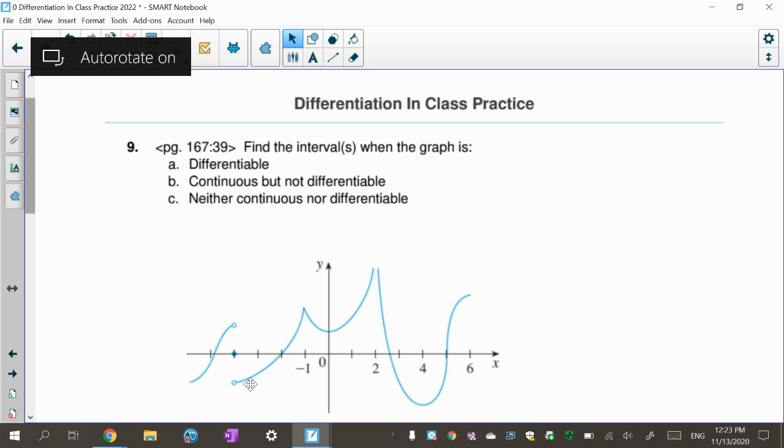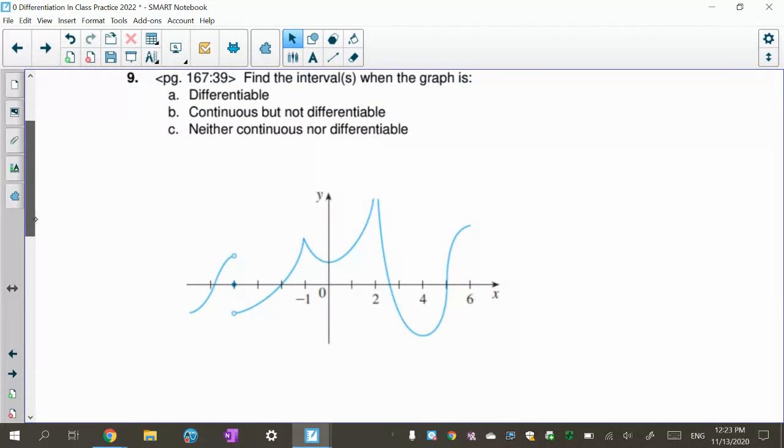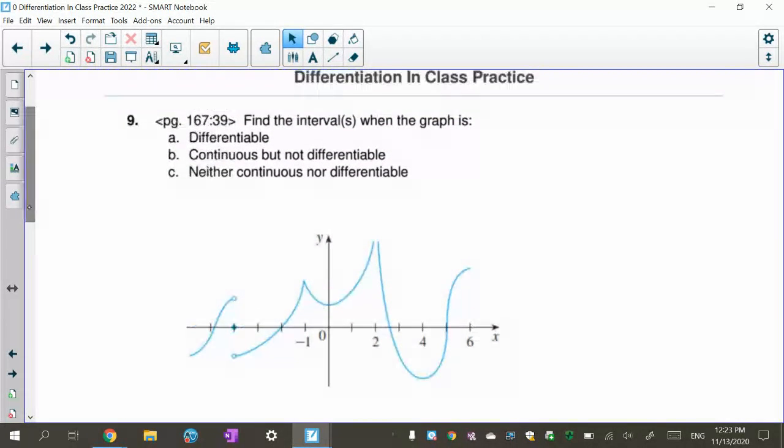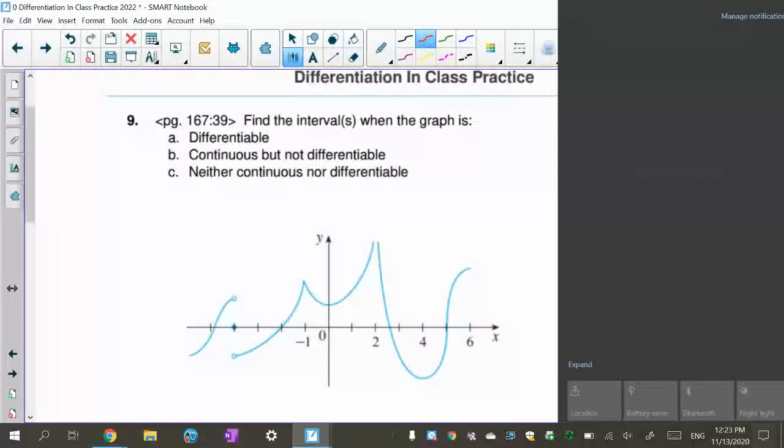This is number 9, which is our differentiation in class practice that we did for today. So I'm going to do a video for each one of them. So this is page 167, number 39. And it says, find the interval or intervals where the graph is differentiable, continuous but not differentiable, neither continuous nor differentiable.